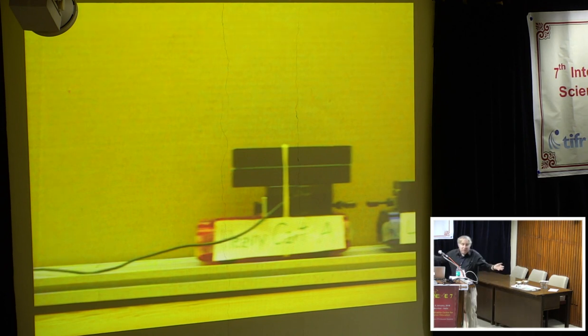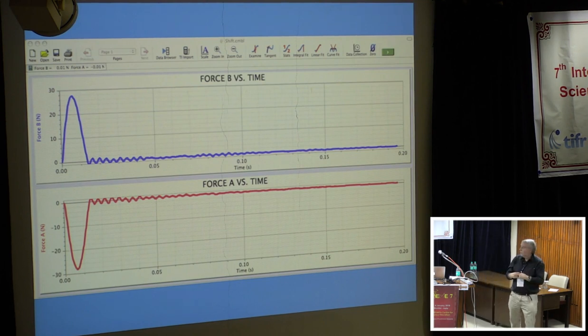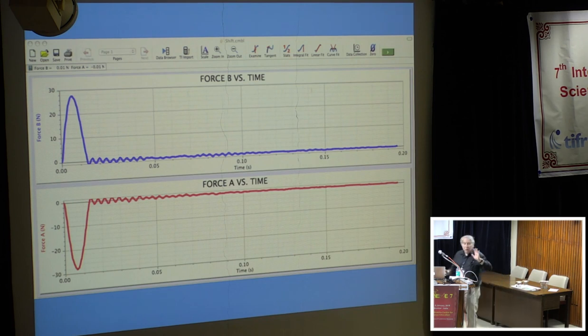And you can actually do this very nicely. Again, it's something you can do with technology better than any other way that I've ever seen. And there are the graphs measured with two force probes. And it's so compelling that they are equal and opposite. Okay. Normally, we would go through all the steps.